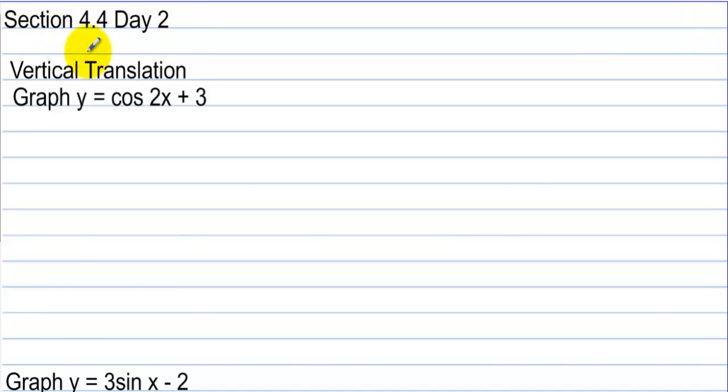Section 4.4, Day 2. We have a vertical translation. Recall when we have a function and we add 3 on the outside of the function, that moves the function up 3. So the plus 3 on this one is going to move the function up 3. Now there's a big difference between this one and cosine of 2x plus 3. This now does not move the function up because this is on the inside of the function, but this plus 3 is on the outside of the function.